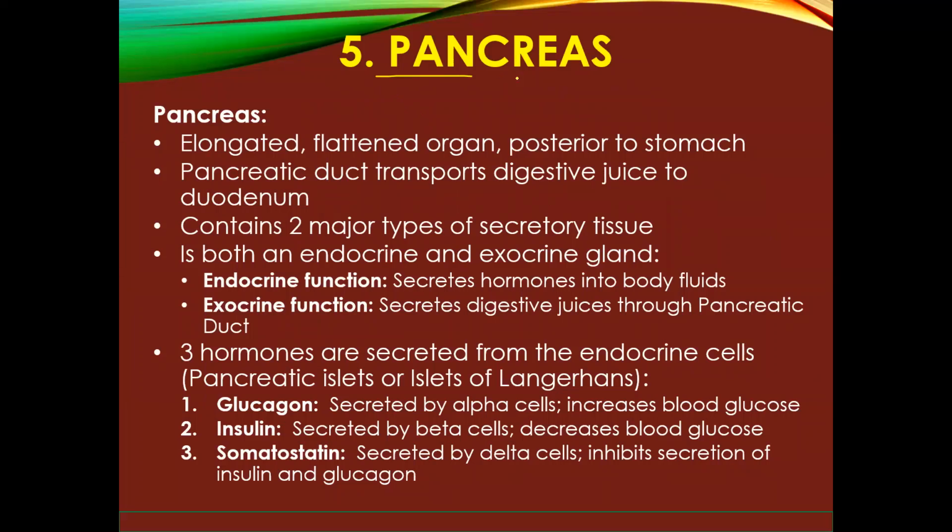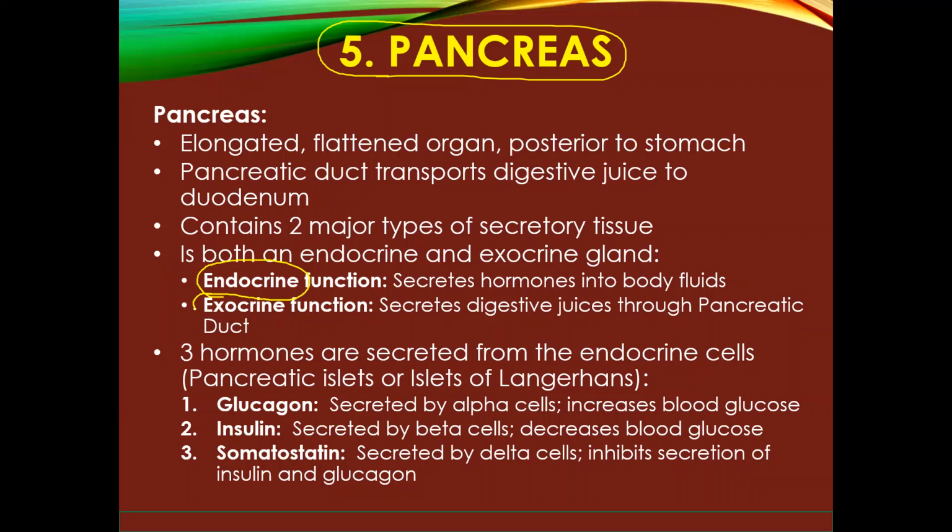The next gland is the pancreas. The pancreas is not a purely endocrine gland. This is a mixed gland because the pancreas also produces enzymes. As I mentioned over here, it has endocrine functions. It is actually located in the middle of the gland, called the pancreatic islets.